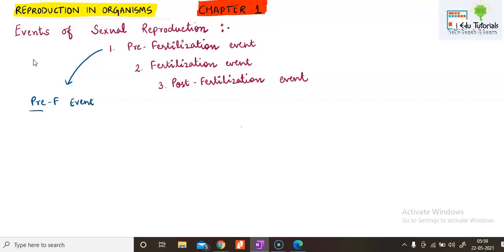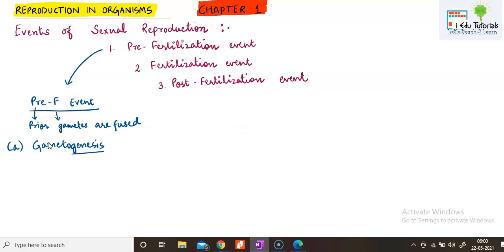So we are starting off with the first event, that is pre-fertilization event. Pre always means prior. Fertilization is the process in which gametes are fused, right? So we can define pre-fertilization event as the one wherein gametes will be formed first and then only fertilization will occur. So we will talk about the formation of gametes here. The formation of gametes is known as gametogenesis. Genesis always means synthesis and gameto means gamete. So synthesis of gametes will happen in the pre-fertilization event.